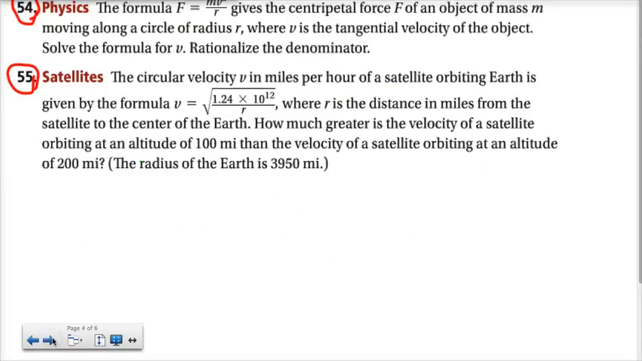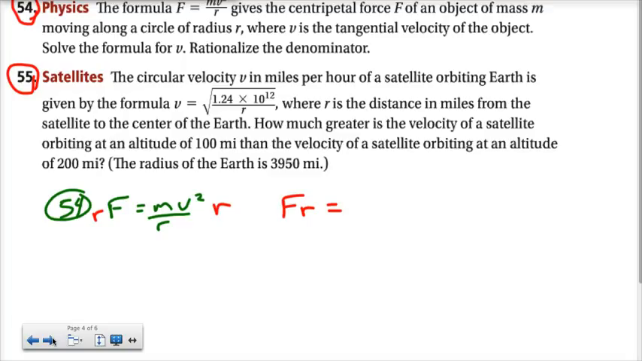Next one on my list for you, 54, using a little physics. 54 says we have the formula F equals mv squared over r gives the centripetal force F of an object of mass m moving along a circle of radius r, where v is the tangential velocity of the object. Solve that formula for v. Wow, all of that just to say, solve this for v. Rationalize the denominator. All right, so first thing I think would be easiest to do is just go ahead and multiply both sides by r. That's a nice, easy little thing.